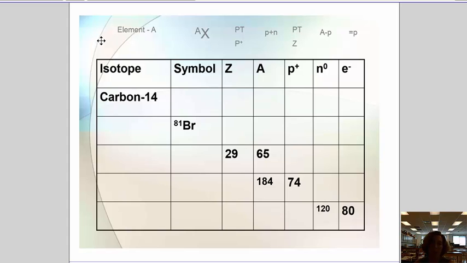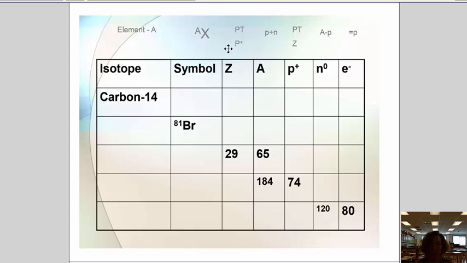So for this box we're going to have the isotope in the first column, the symbol, then Z, A, P, N, and E. If you keep everything in that order, it'll make things easier for you. Remember that to write the isotope, you write the name of the element followed by the mass number, or A. The symbol, we're going to put the mass number in front of the symbol.